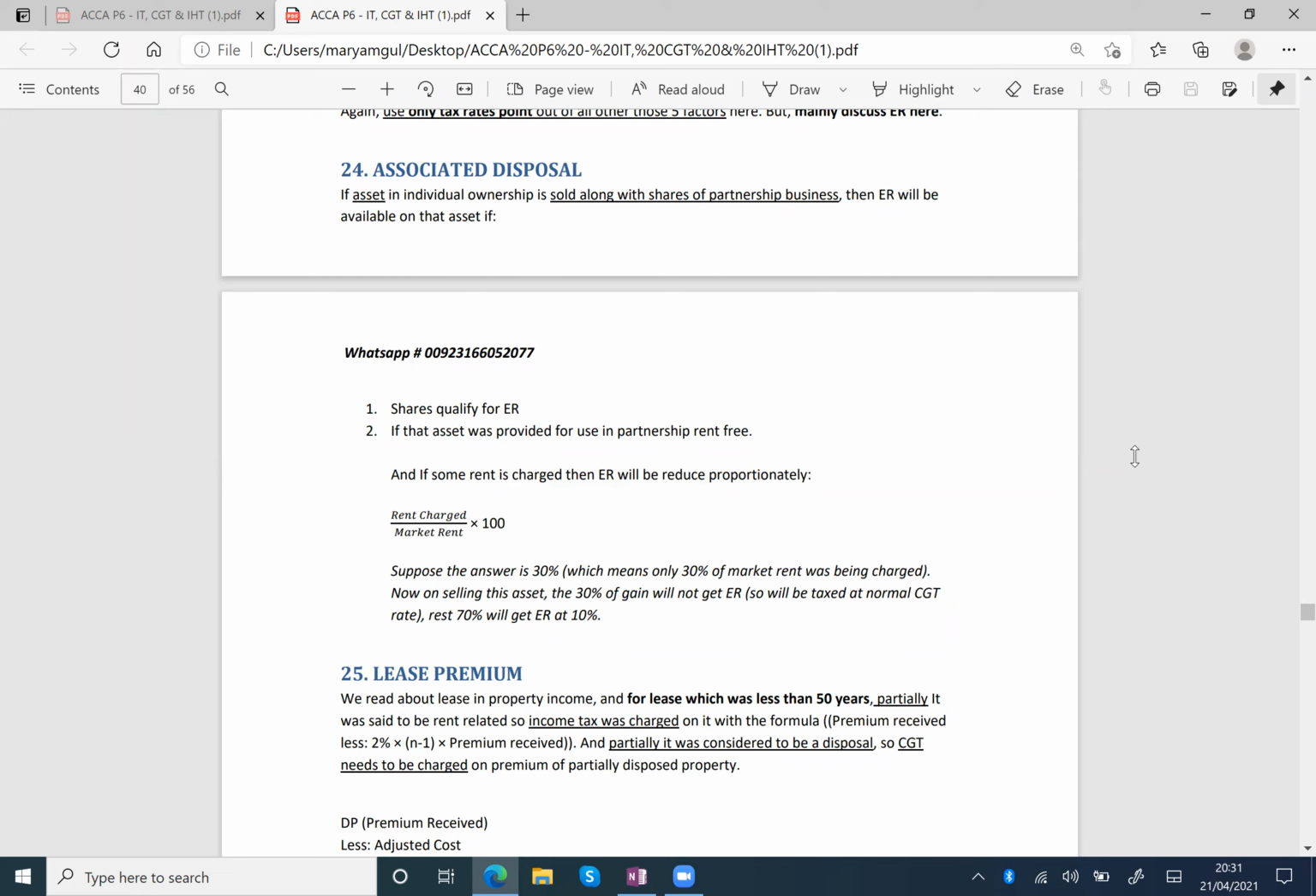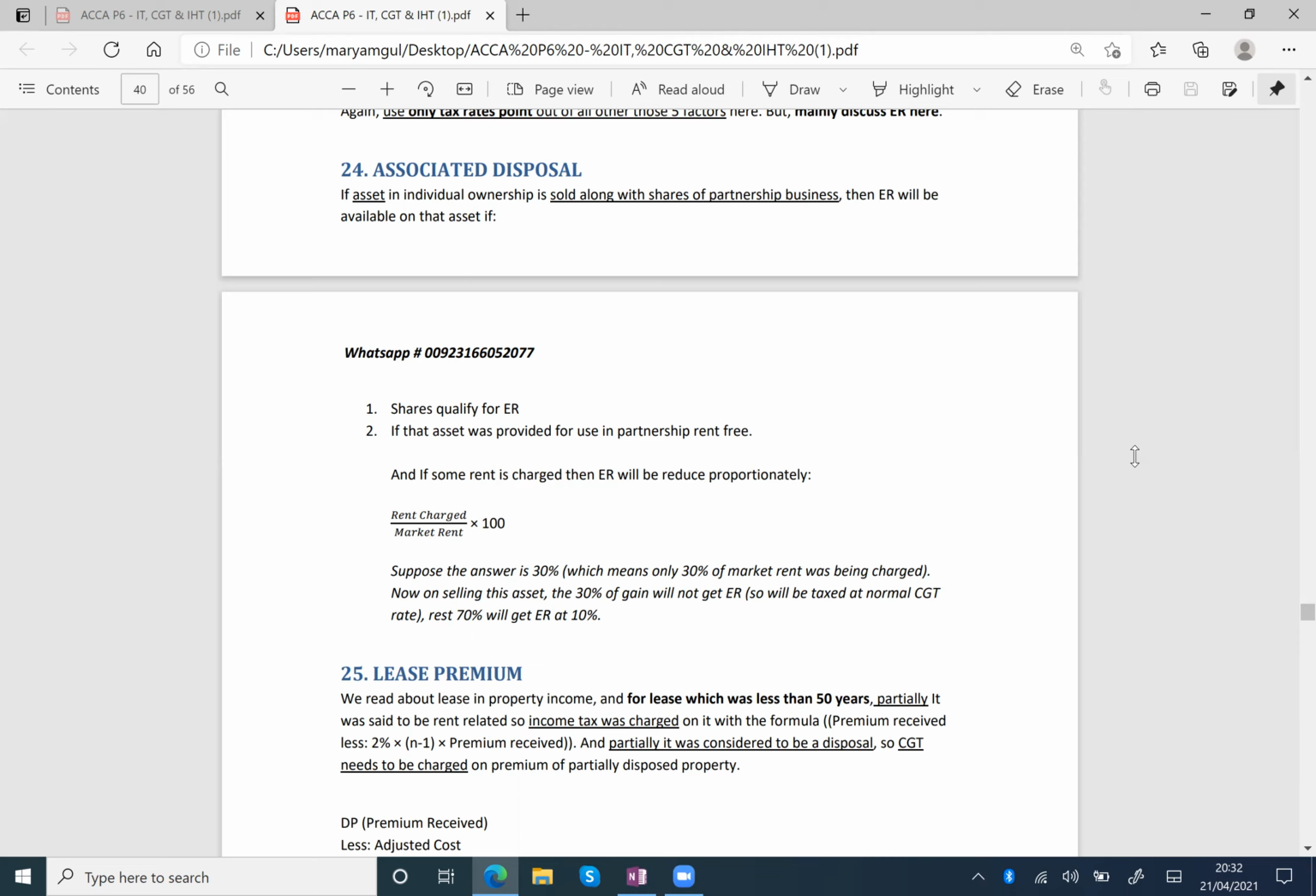So associated disposal means I am selling the share, and I am also selling the asset, my personal asset, which all partners are using in the business. This is called associated, meaning the asset is associated with the sale of shares. So that asset also qualifies for business asset disposal relief and the 10% rate will apply. But the condition is that all partners are using my personal asset in the business rent free. If I charge some rent, then on that portion, the asset will not qualify for business asset disposal relief.